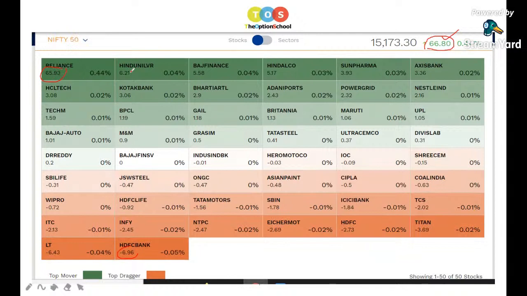Otherwise, we would have seen a 15,100, almost 15,100 expiry, which was the outcome of whatever analysis we were doing yesterday, right? But anyway, hopefully all of you did pretty well in the expiry.